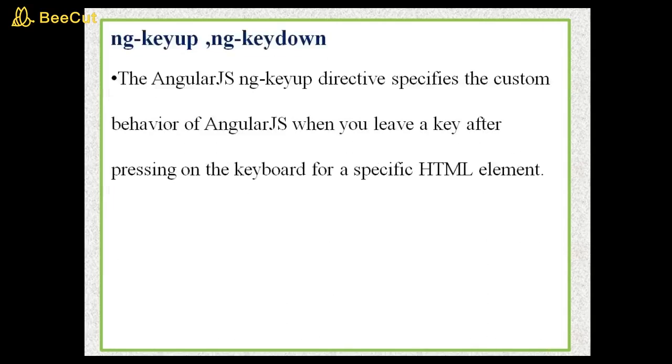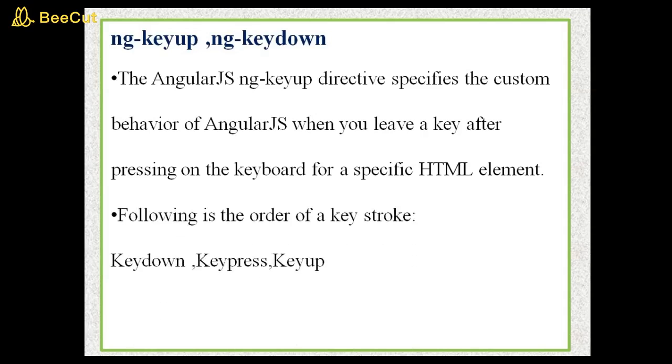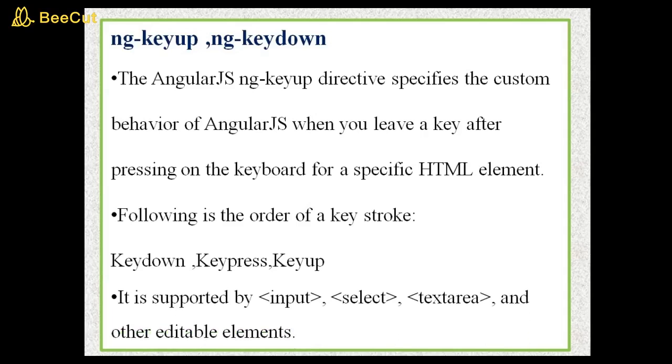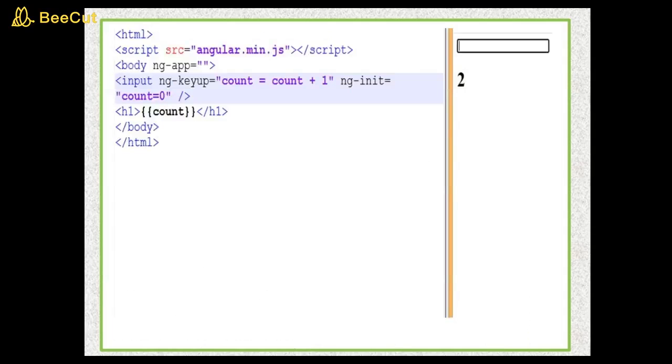ng-keyup and ng-keydown. The AngularJS ng-keyup directive specifies the custom behavior of AngularJS when you release a key after pressing it on the keyboard for a specific HTML element. Following is the order of key events: key down, key press and key up. It is supported by input, select tag, TextArea and other editable elements. See, ng-keyup.